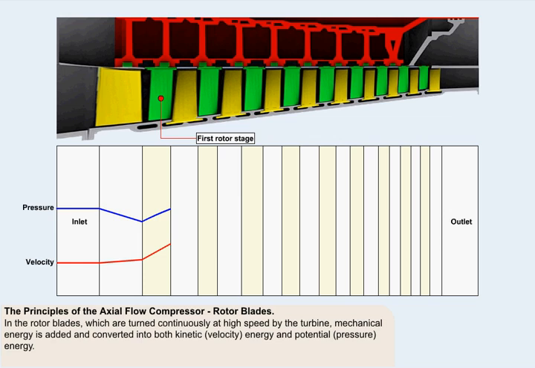In the rotor blades, which are turned continuously at high speed by the turbine, mechanical energy is added and converted into both kinetic, velocity energy, and potential, pressure energy.